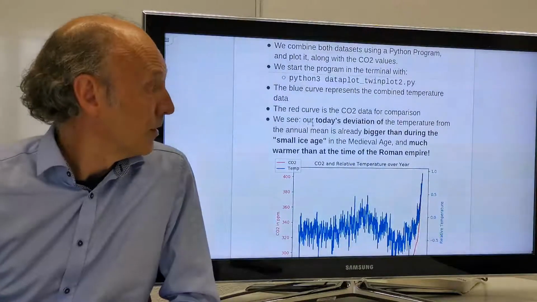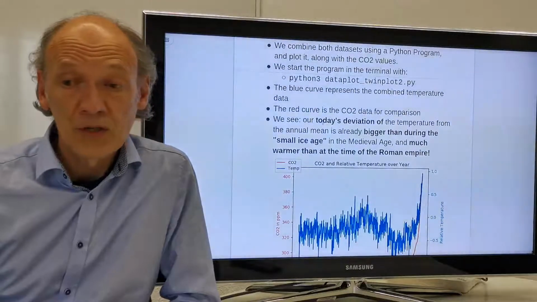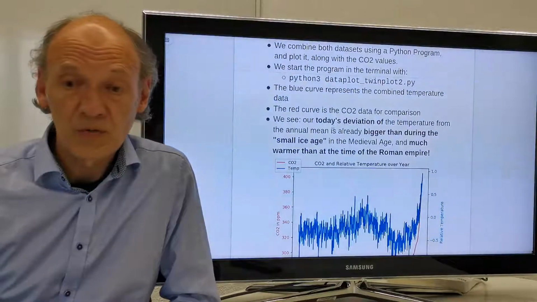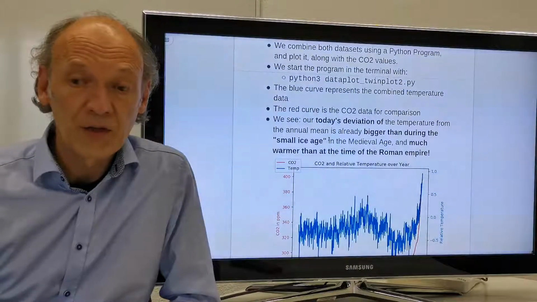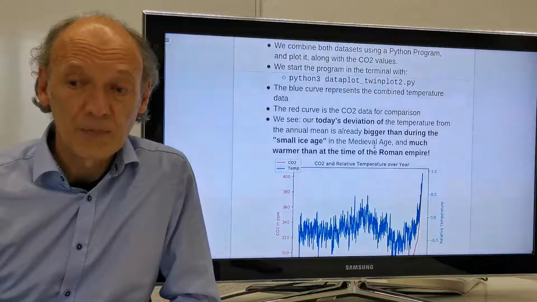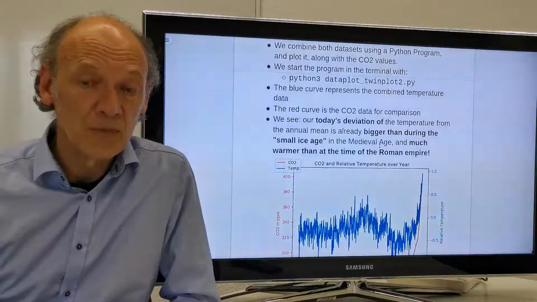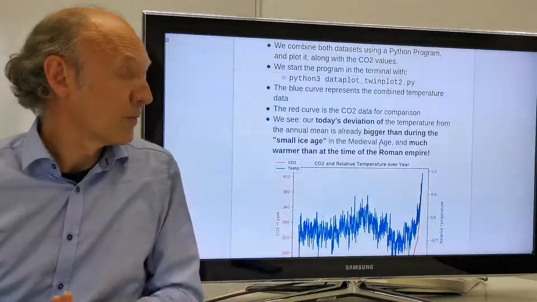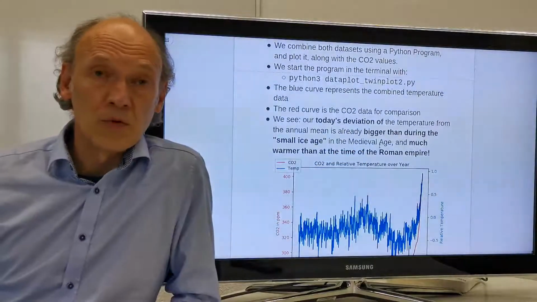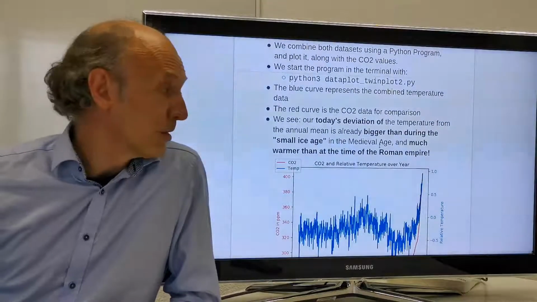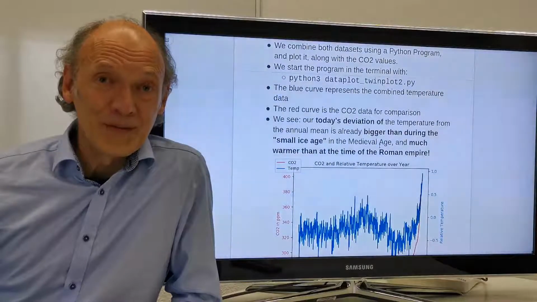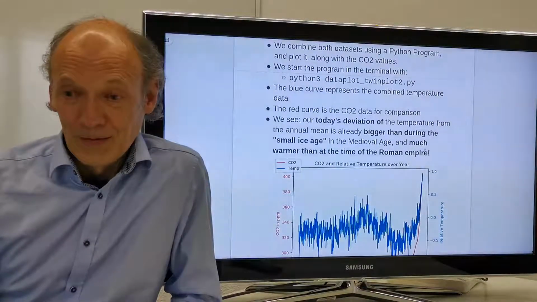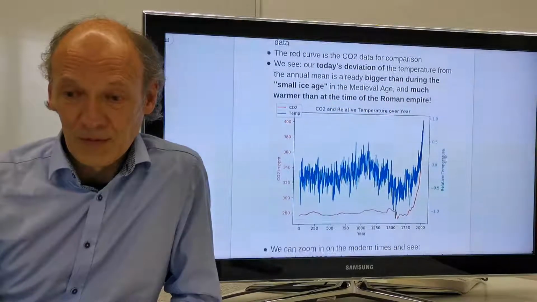Right? And we see that our today's deviation of the temperature from the annual mean is already bigger than during the small ice age in the medieval time, and much warmer than at the time of the Roman Empire. So sometimes I heard comments, oh yeah, the Romans also had it warm. Actually, when we look at the data, they had it warm, but not as warm as today, right? So here we can see the plot.